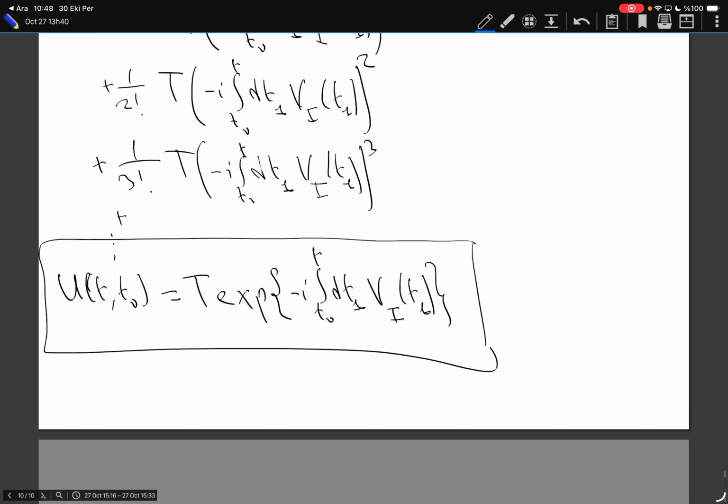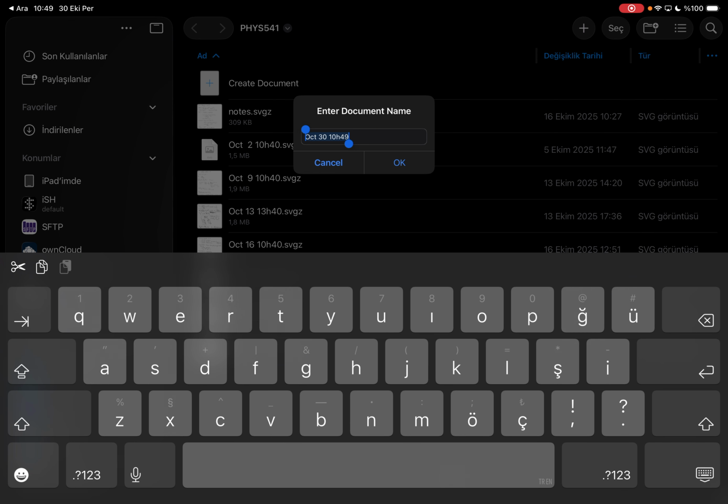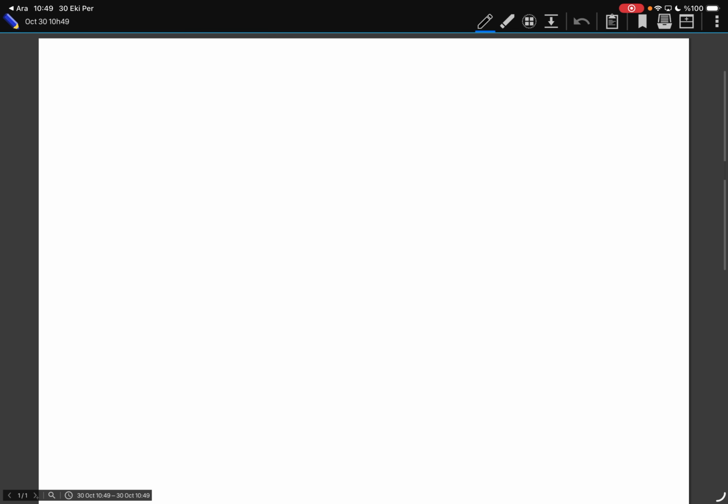Well, making computations with this solution would not be so trivial. That is what we will be doing more or less today. So any questions up to here? So let's continue. This was our U.